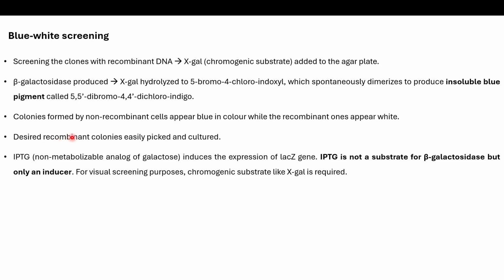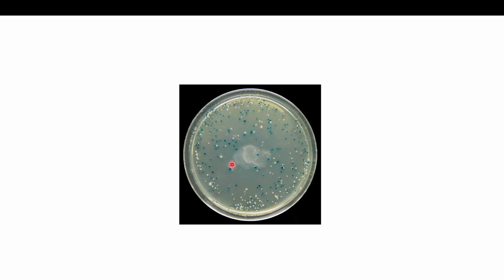Now, in order to have the beta galactosidase produced in large amounts, I think we discussed IPTG, which induces the expression of LacZ. And we should also be careful that IPTG is not the substrate for beta galactosidase. In this scenario, X-gal is the substrate here, but IPTG induces the expression of beta galactosidase. For visual screening purposes, a chromogenic substrate like X-gal is required, and IPTG is just for inducing the expression of the LacZ gene. So this is what I was talking about.